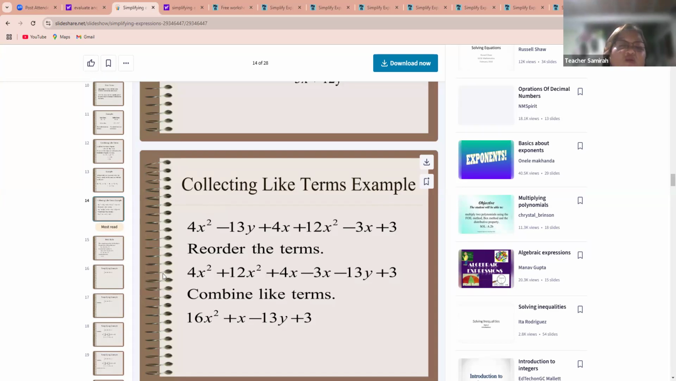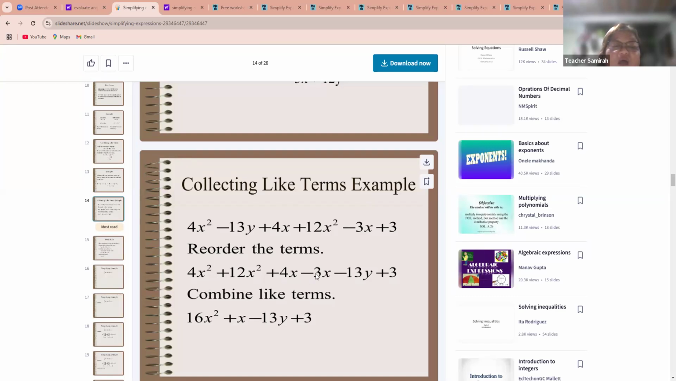So if I'm going to look at it, it was already arranged in order. So 4x squared and 12x squared. Can we be able to add these two terms? Yes, we can, because they both have the variable x with the same power 2. So 4 plus 12 is 16. Copy this variable x as well as this power 2.